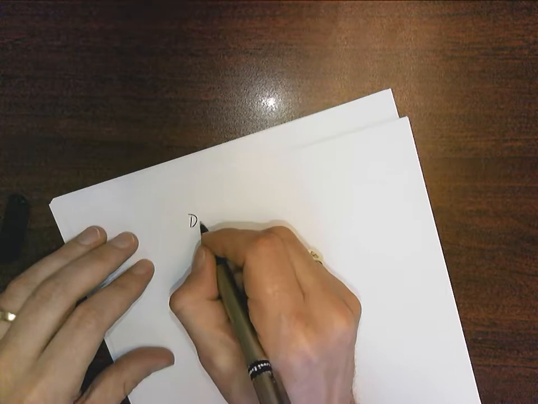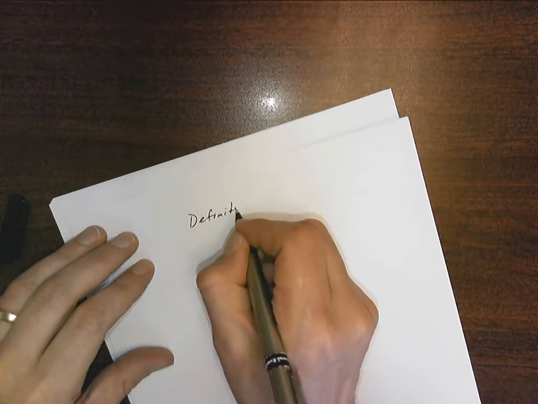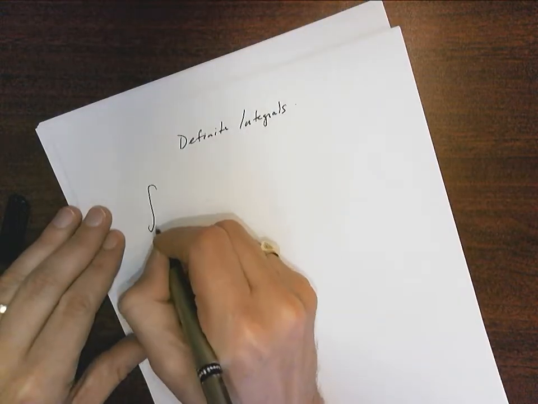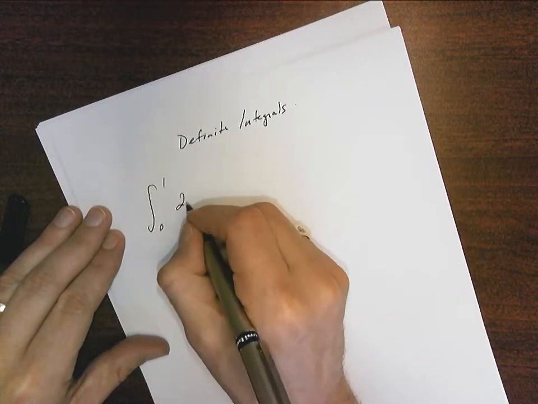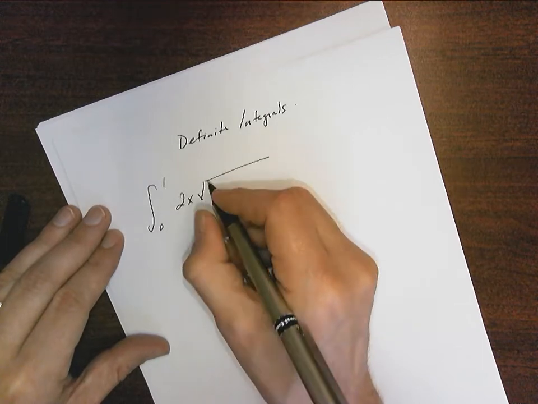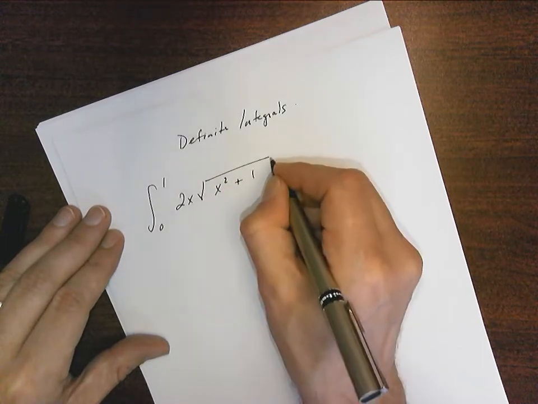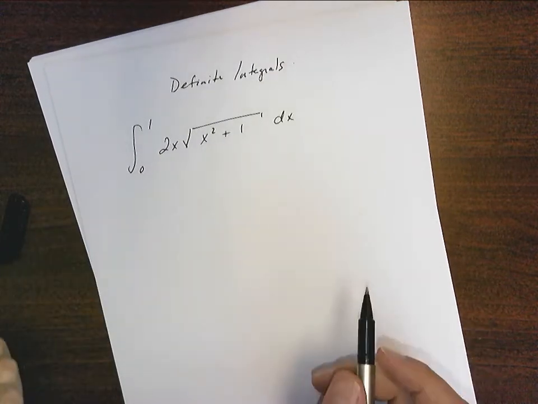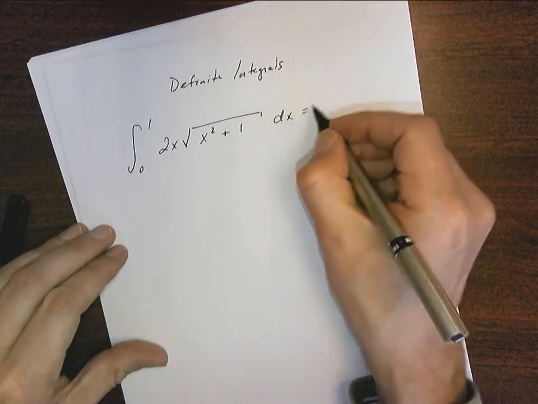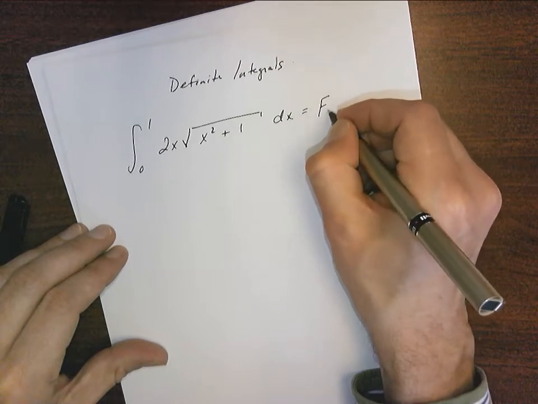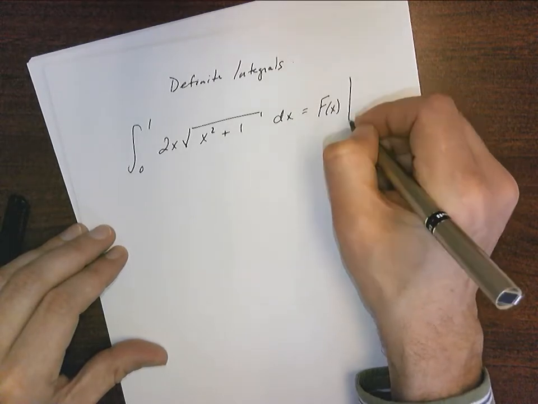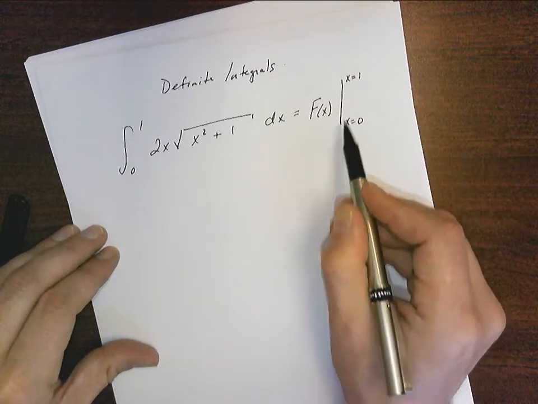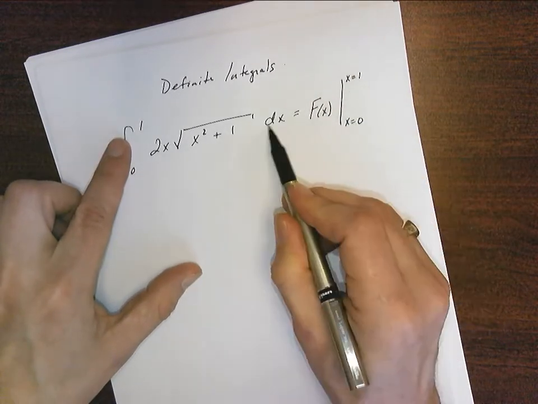So now we're going to talk about definite integrals. Now a definite integral has numbers. They have an upper bound and a lower bound. So here is a definite integral that they would like us to do. What this means is that this is going to be the antiderivative from x equals 0 to x equals 1 in terms of x.